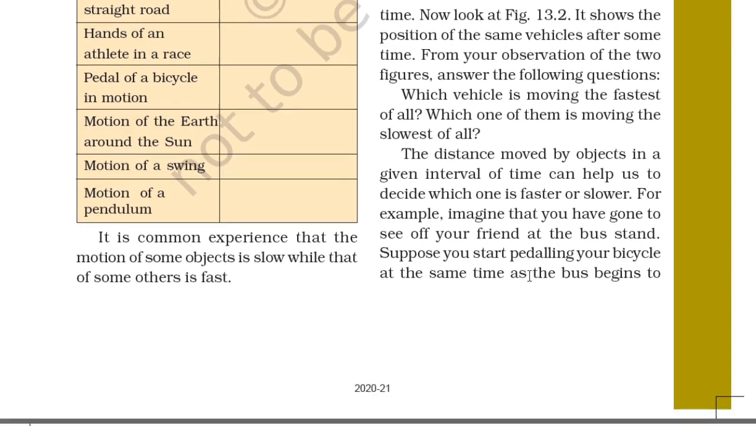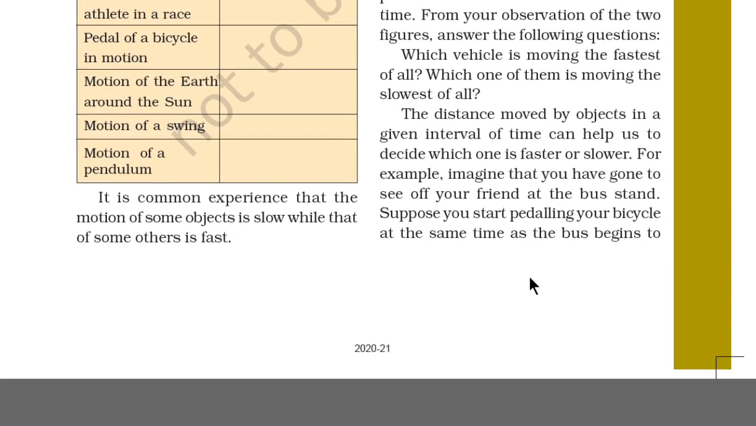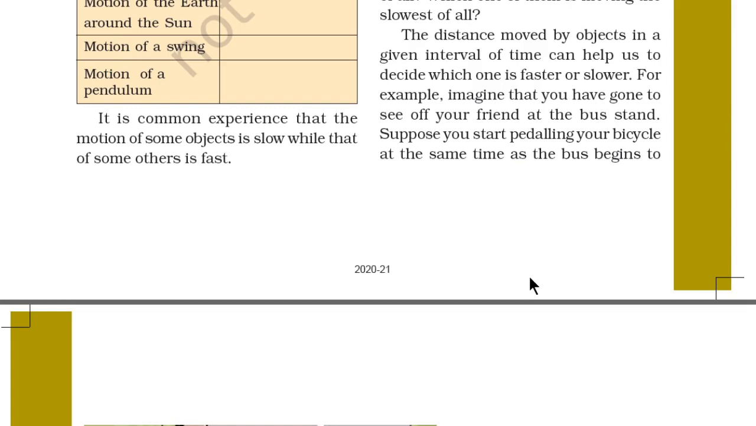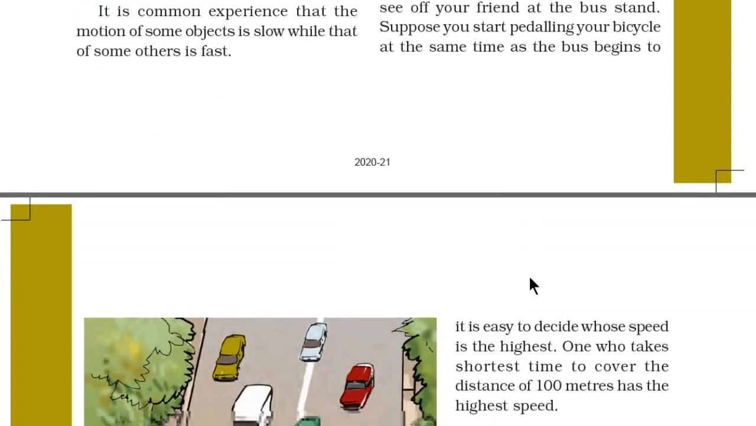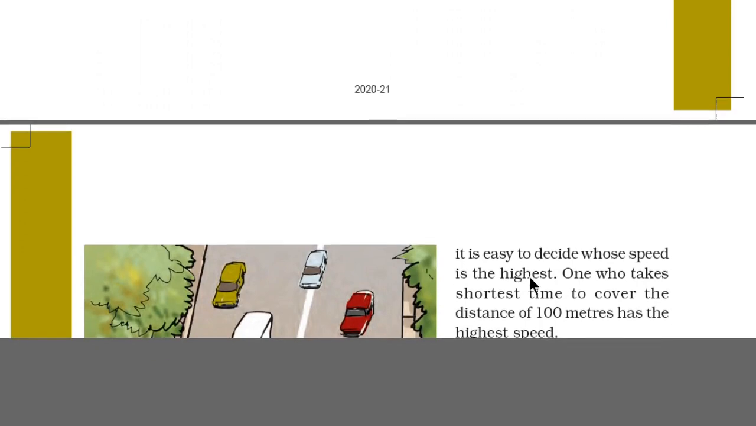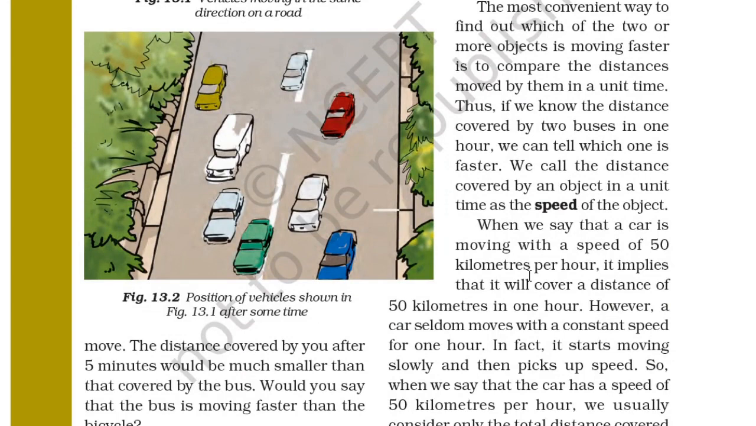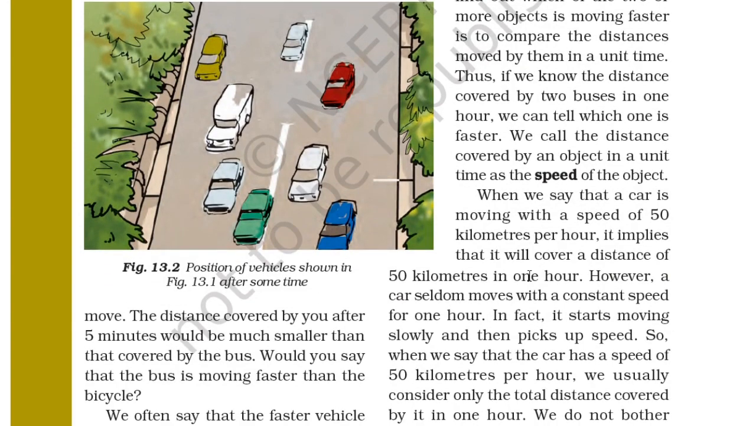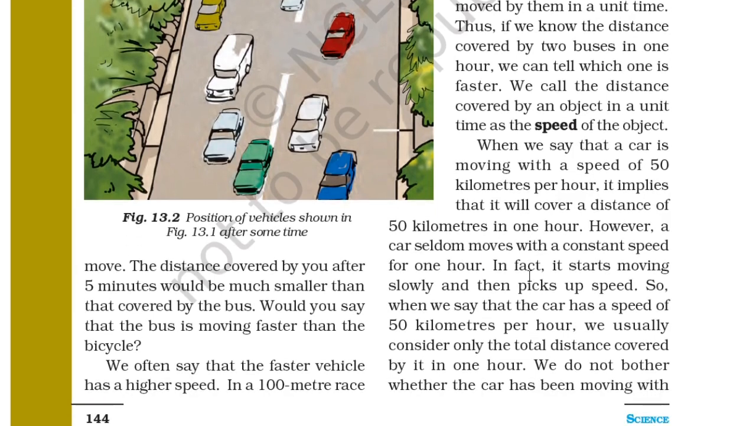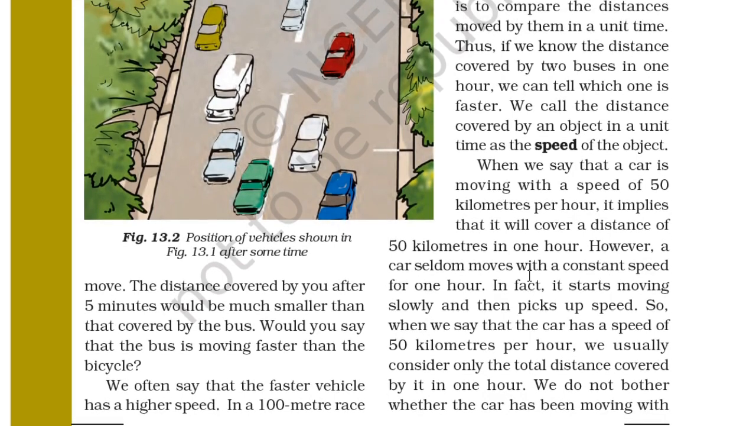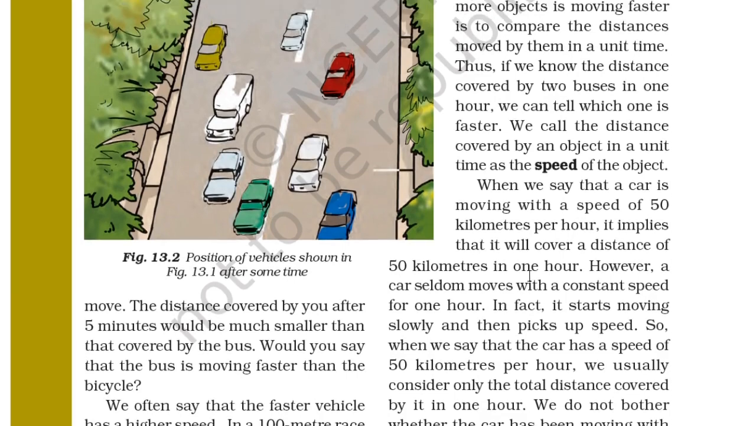For example, imagine that you have gone to see off a friend at the bus stand. Suppose you start pedaling your bicycle at the same time as the bus begins to move. The distance traveled by you after 5 minutes would be much smaller than that covered by the bus. Would you say that the bus is moving faster than the bicycle? So it is clear. We often say that the faster vehicle has a higher speed. That's why I say it is moving faster.